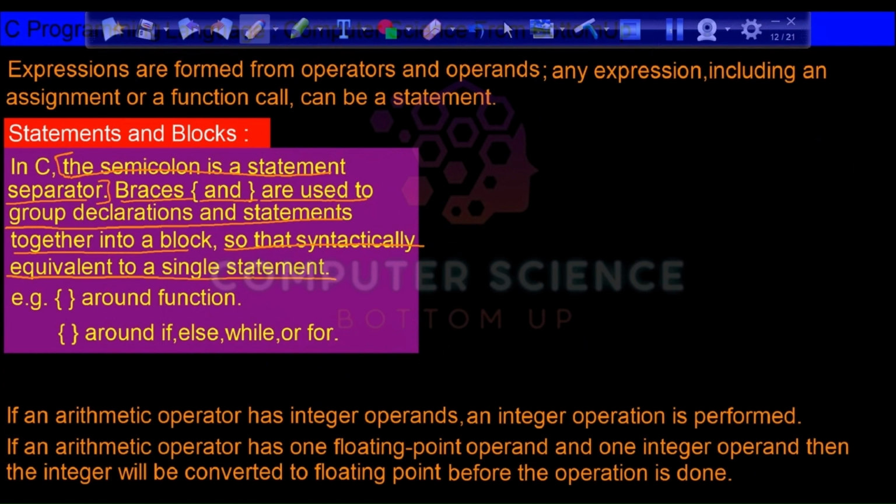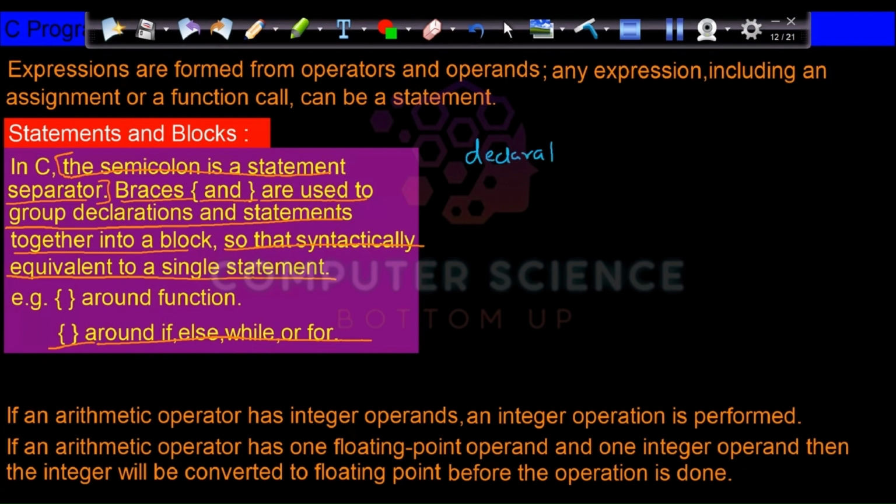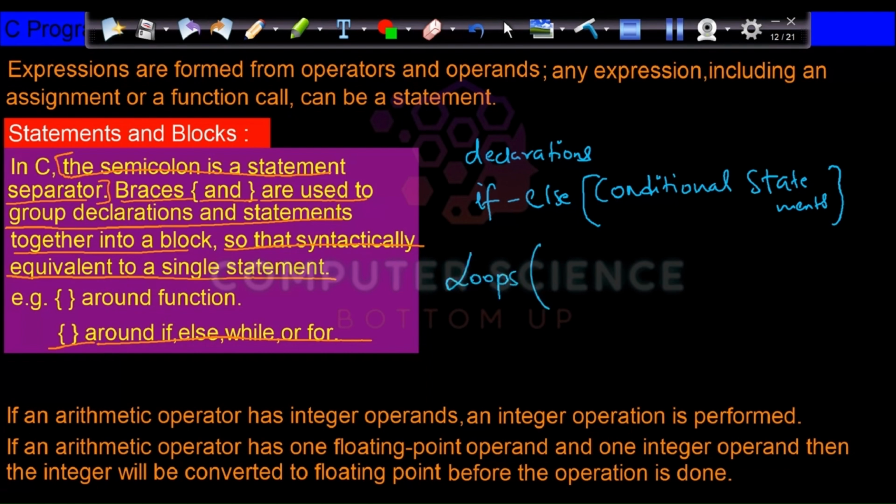Now, what sort of statements can you have in your program? You can have declarations, means you can declare variables, you can declare functions. You can have if else, also called conditional statements. You can have loops in the form of for loop, while loop, or do while loop.